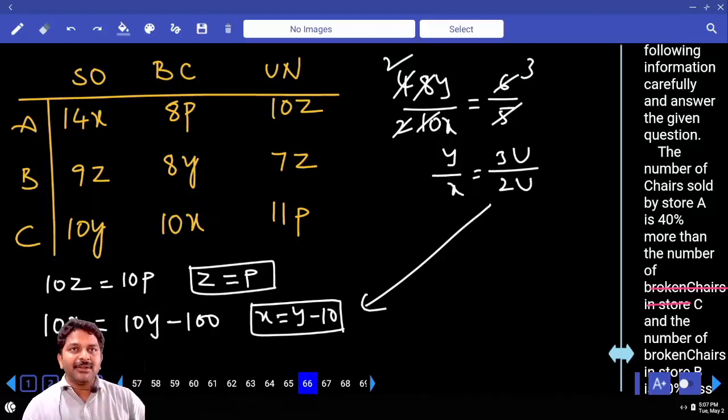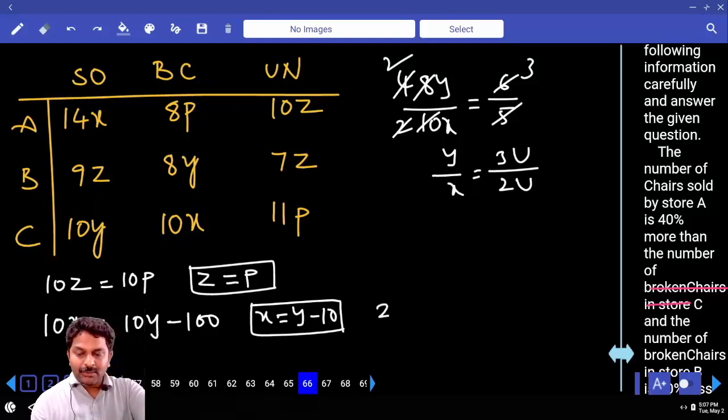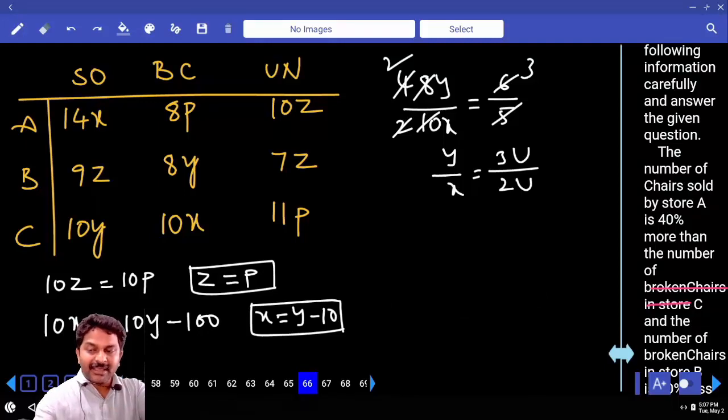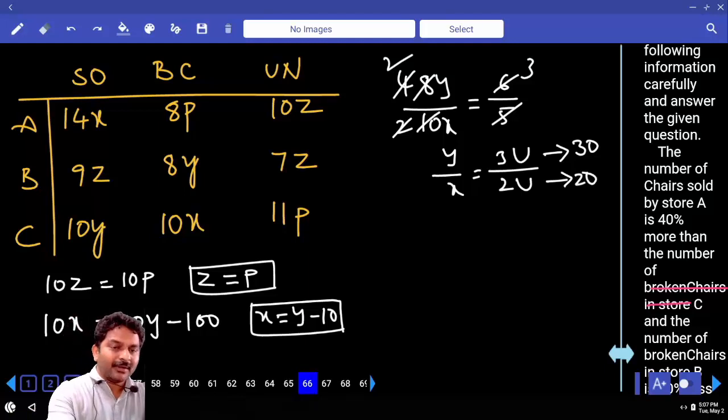If y is equal to 3 units, x is equal to 2 units, just substitute that here. 2 units is equal to 3 units minus 10. Then what is 1 unit? 2 units is equal to 3 units minus 10. What is 1 unit? If 1 unit is equal to 10, y is equal to 3 units, that becomes 30. 2 units, that becomes 20. Yes?